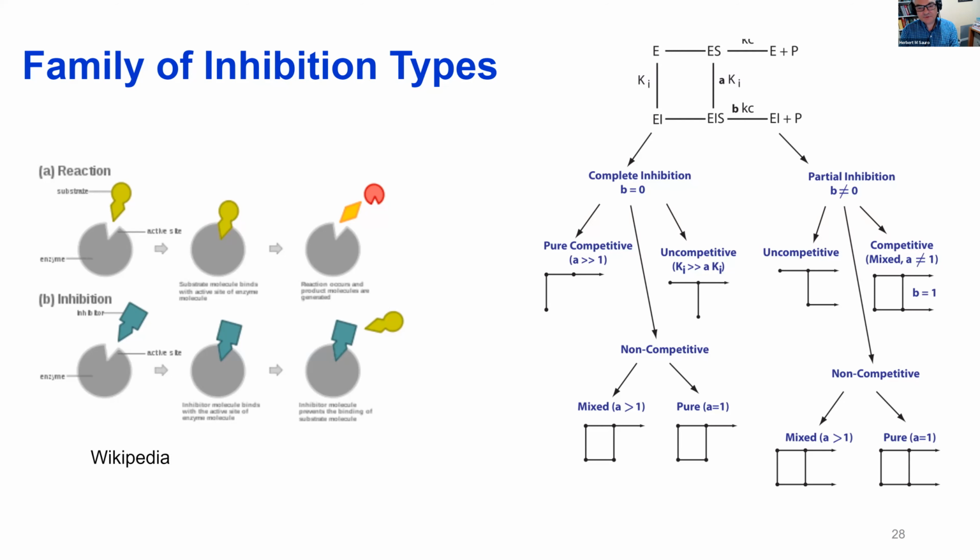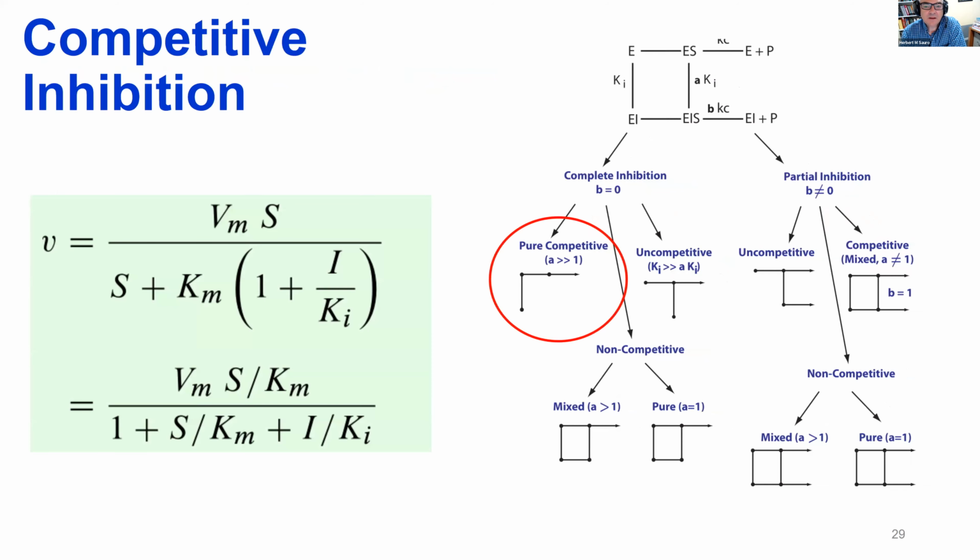All the enzyme kinetics books talk about this. I'm not going to go into it now, but competitive inhibition is probably a fairly common one you should know about. Each of these generates a slightly different rate law. Each of these different kinds of inhibitors creates a different rate law. This is the rate law for pure competitive inhibition.